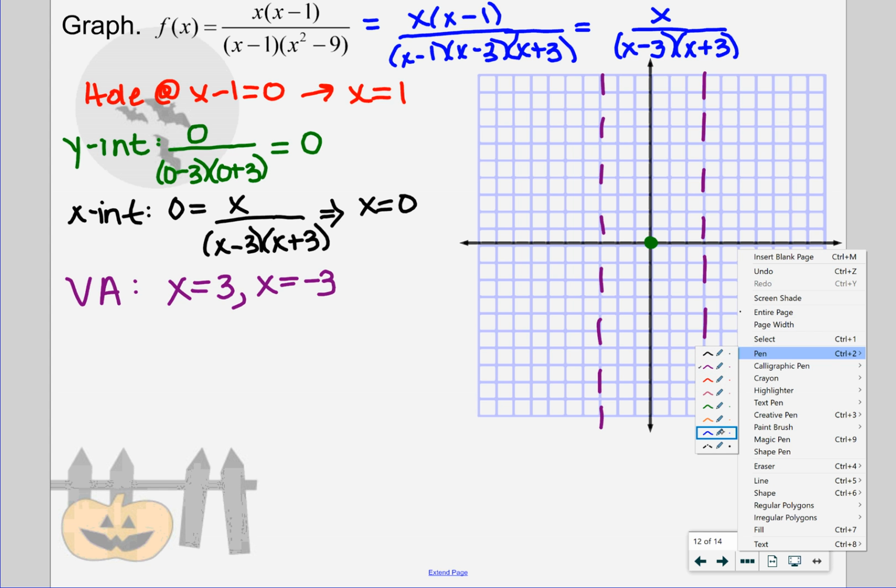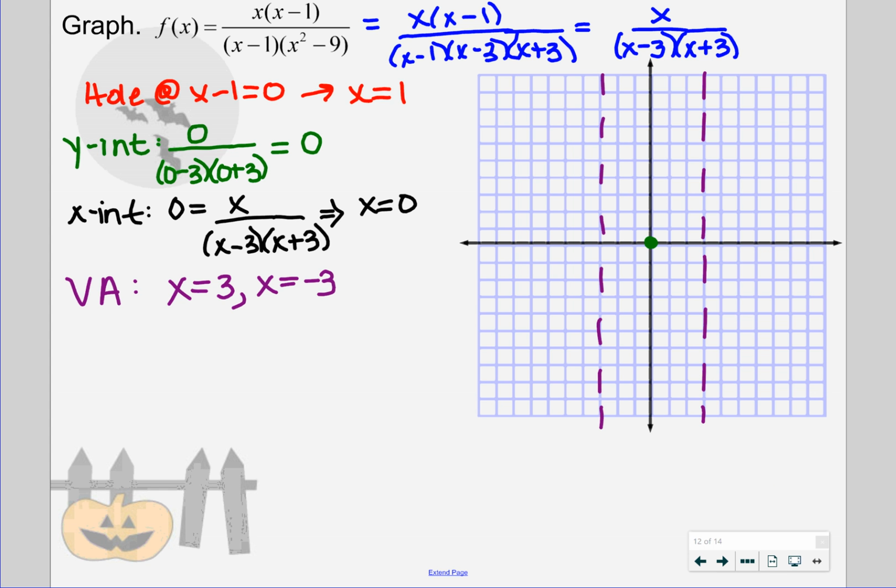Horizontal and oblique kind of go together. Let's compare our n's and our m's. What is n, the degree of the numerator? And by the way, you can look at the original problem or the reduced one. The relationship is going to be the same, whether they're equal to, greater than, or less than, because when we cancel, it just changes the degrees by the same amount. So the degree of the numerator is 1. The degree of the denominator is 2. We're looking at the reduced one. So n is less than m.